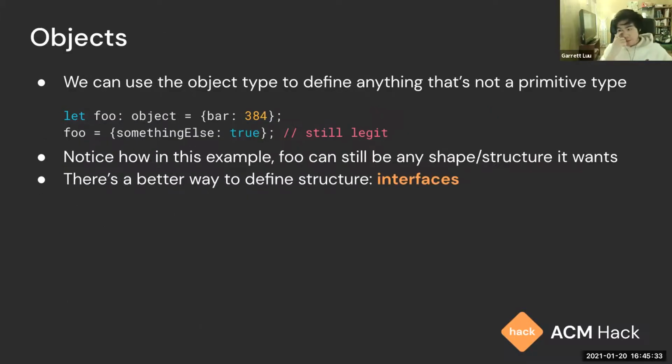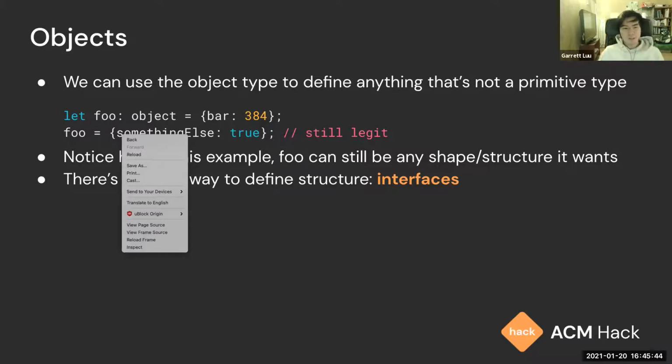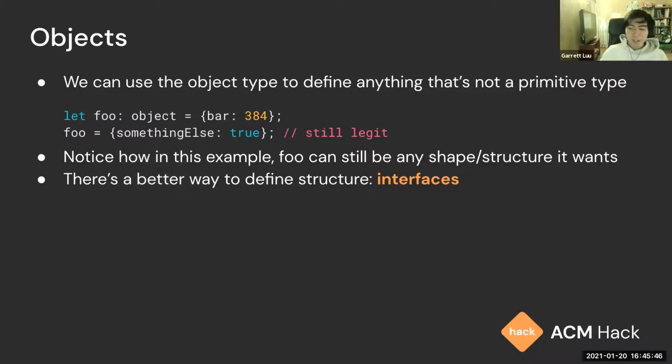All right. So next up is objects. We can still use the object type to define anything that's not a primitive type. So you can do stuff like this, but you can change the structure of it, right? Because this is still an object, this is still an object, so this is still legit. So this doesn't really fix the issue that we faced before, right? Where objects can change structure and look like whatever they want to be. So there's a better way of doing this, which is interfaces.